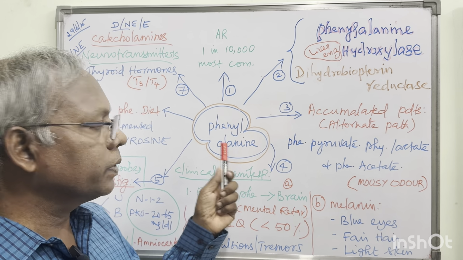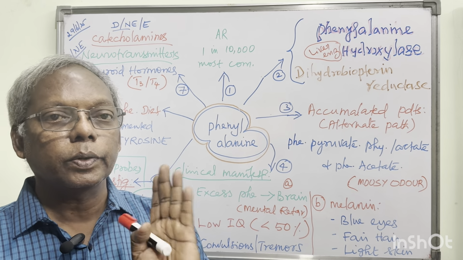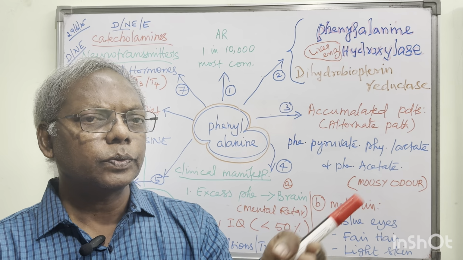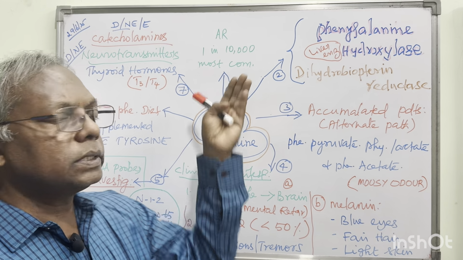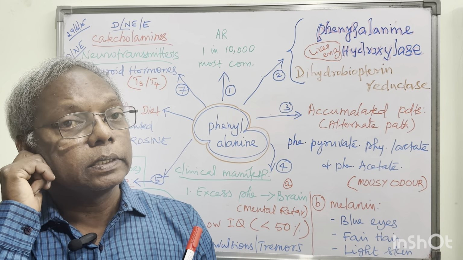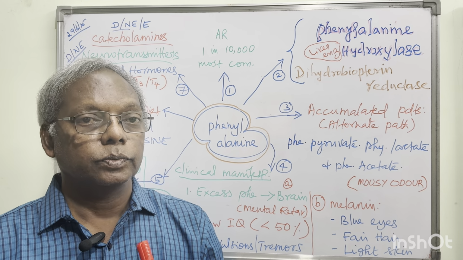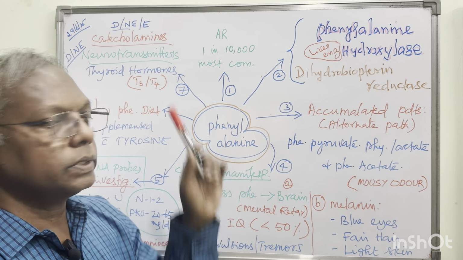The first point is the usual introductory point. First one is the incidence, which is 1 in 10,000; some books say up to 20-25,000. This is the most common amino acid disorder in human beings. It is autosomal recessive, a very important MCQ point.